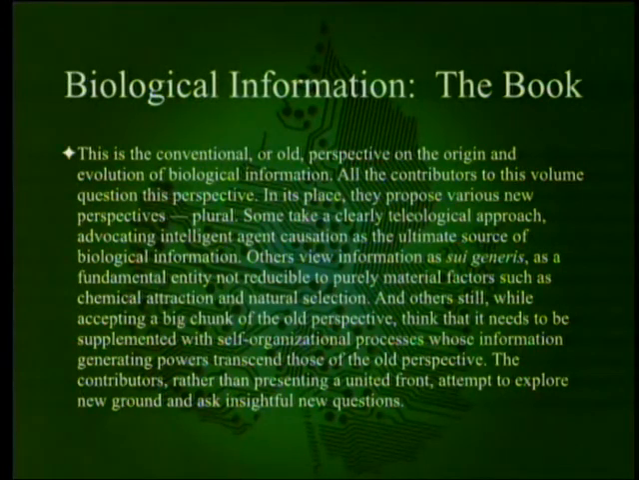All the contributors to this volume question this perspective. In its place, they propose various new perspectives, plural. Some take a clearly teleological approach, advocating intelligent agent causation as the ultimate source of biological information. Others view information as sui generis, one of a kind, a fundamental entity not reducible to purely material factors such as chemical attraction and natural selection. And others, while accepting a big chunk of the old perspective, think that it needs to be supplemented with self-organizational processes whose information generating powers transcend those of the old perspective. The contributors, rather than presenting a united front, attempt to explore new ground and ask insightful new questions.